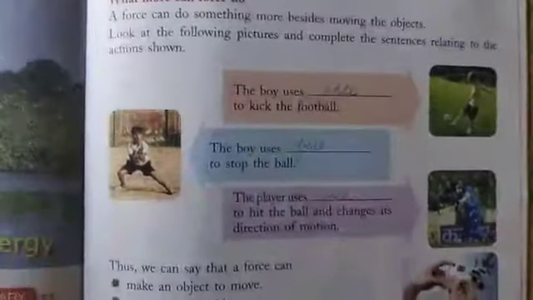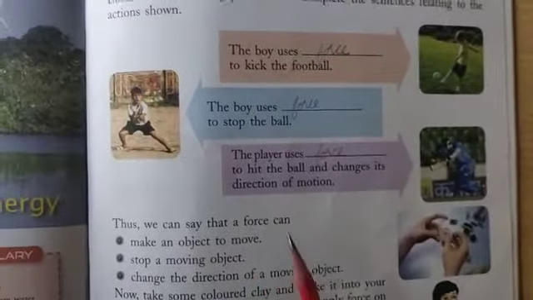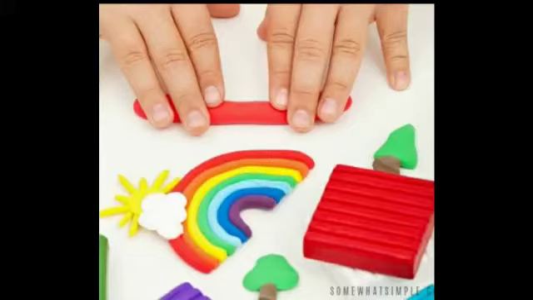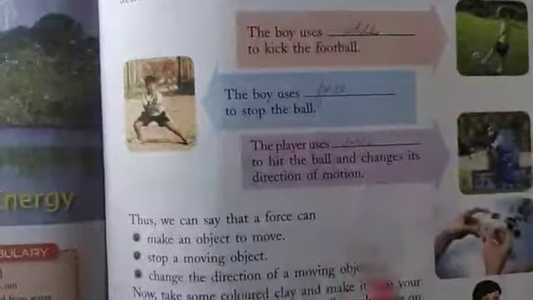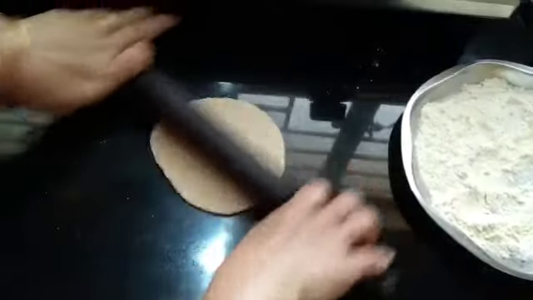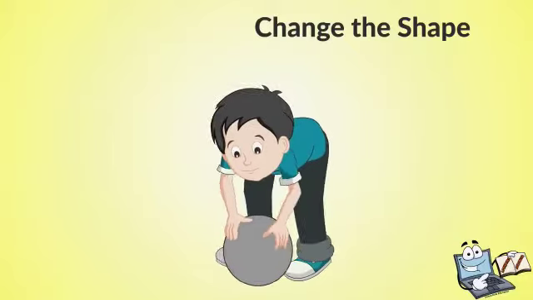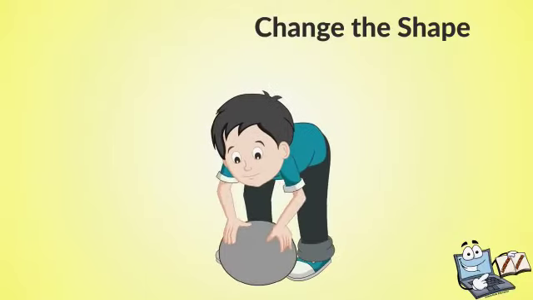Let's see some more examples. Children, when we make something with clay, we actually apply force on the clay by rolling or pressing it with our fingers. You might have seen your mother preparing chapatis. She applies force on the dough with a rolling pin to make the dough circular shaped. It means a force can also change the shape of an object. Now let's read about different types of forces.